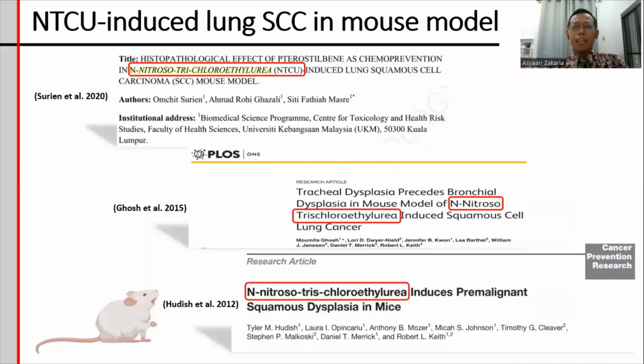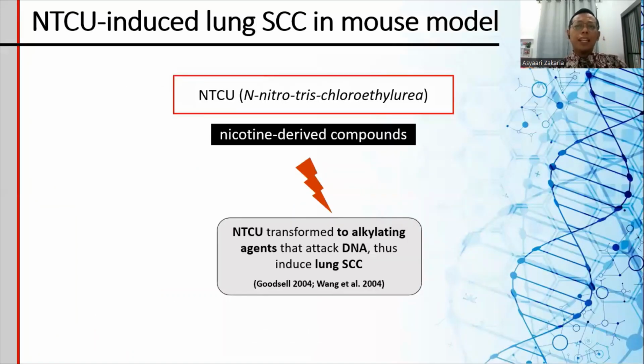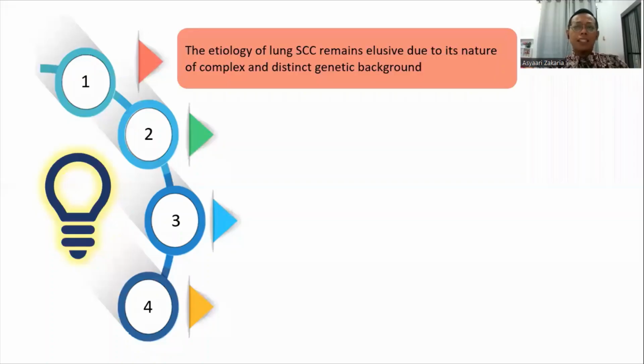To date, chemically induced lung cancer using NTCU is regarded as the best method to induce lung SCC. It has proven to be highly reproducible. These are examples of studies that successfully developed lung SCC using NTCU. NTCU is a nicotine derivative compound that can cause lung SCC by forming alkylating agents. However, the knowledge on lung SCC etiology remains elusive.